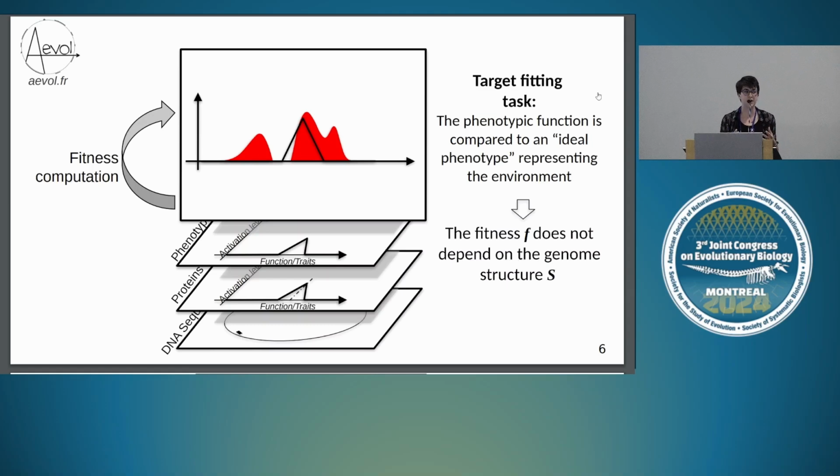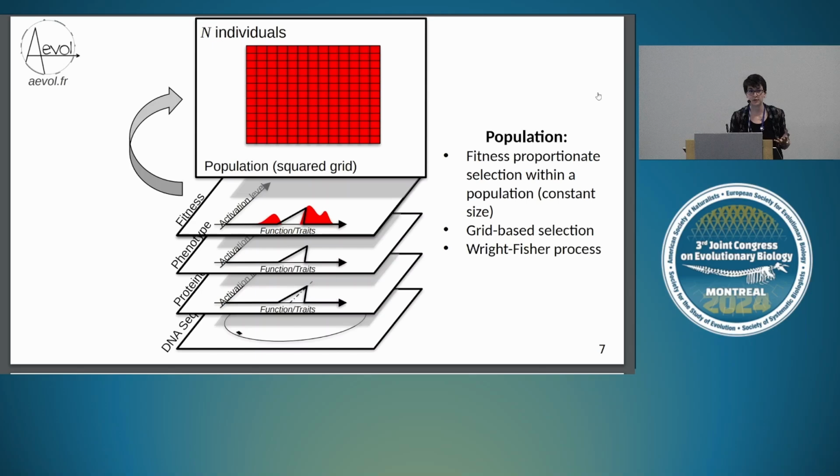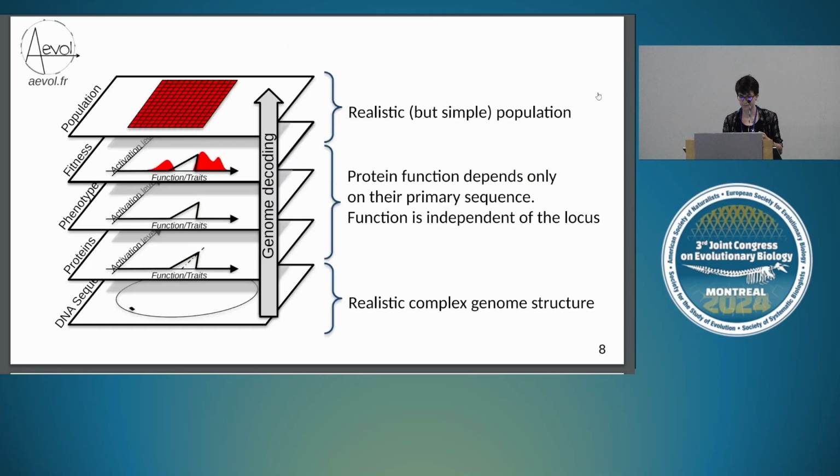So we say that we have an ideal phenotype for the environment we are in, which is here in red. And we look at the difference between our phenotype and the ideal phenotype to derive a fitness. So that's for one individual, but of course we have a lot of individuals which are located on a grid. And we do fitness proportionate selection on that grid based on the Wright-Fisher process. So we replace the whole population at each generation.